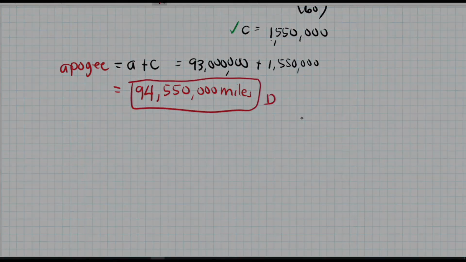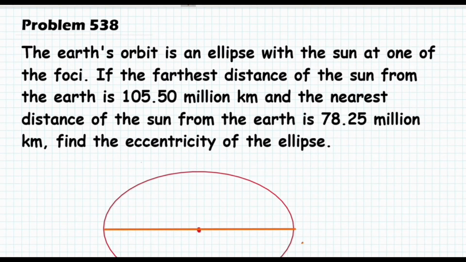So, yan yung apogee. So, in this problem, the Earth's orbit is an ellipse with the Sun, kagaya lang yung last time, Sun at Earth pa din, at one of the foci. The farthest distance of the Sun from the Earth is given, and the nearest distance from the... Okay. Find the eccentricity of the ellipse. Okay, so i-drawing muna natin. This is the Sun.